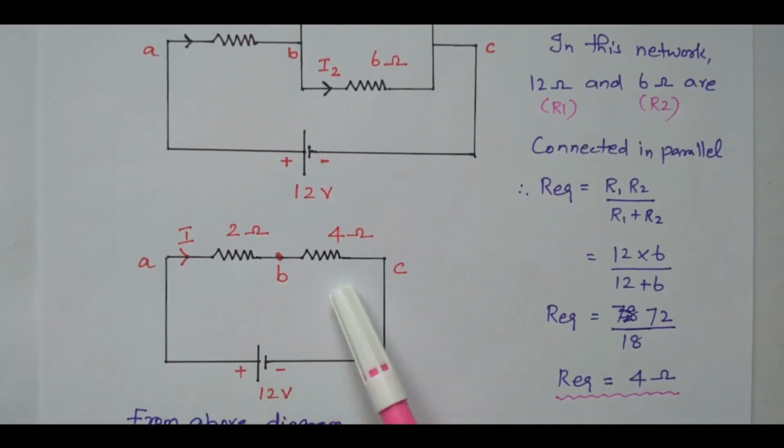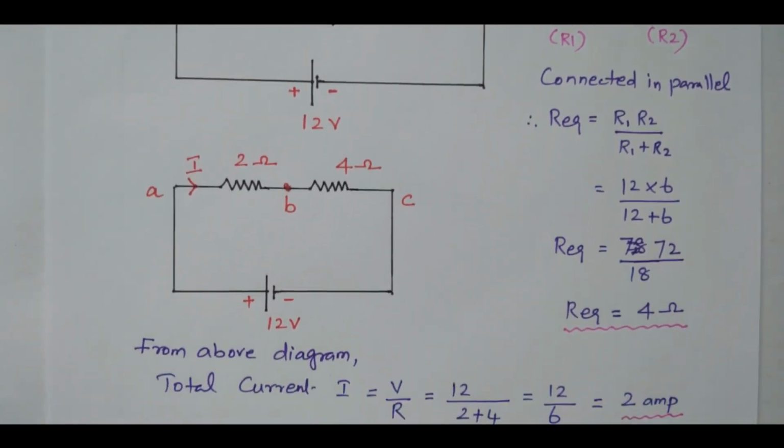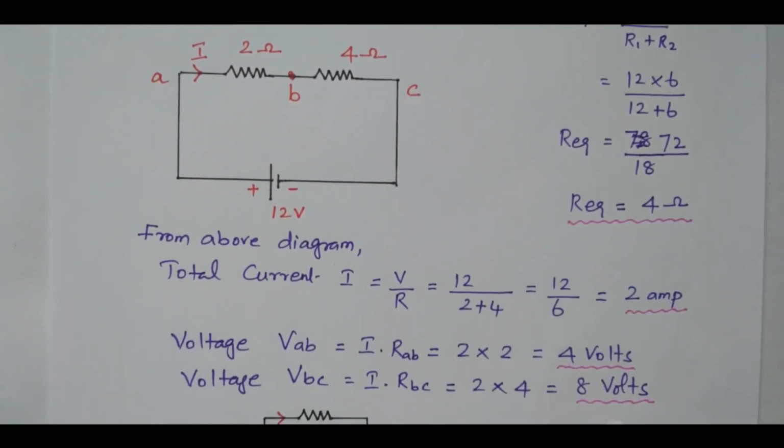Now the circuit becomes very simple. This 2 ohm and 4 ohm we can easily see are connected in series, so we can easily find the other values. The total current I equals V by R. What is V? 12 volts. What is the R value? 2 plus 4, these two are connected in series. So 12 divided by 2 plus 4, 12 divided by 6, is 2 ampere. So we easily calculated the value of total current as 2 ampere.